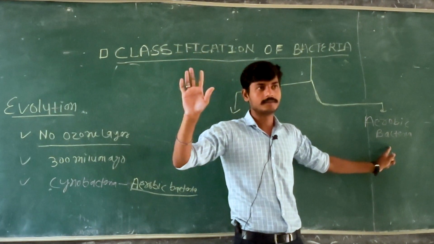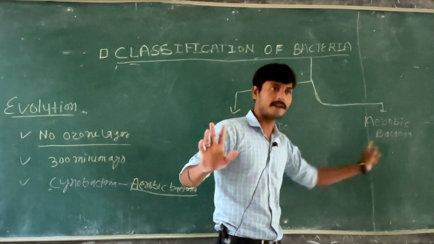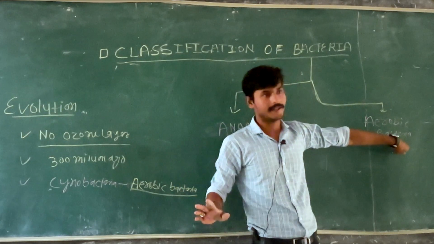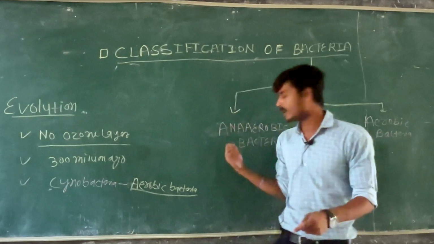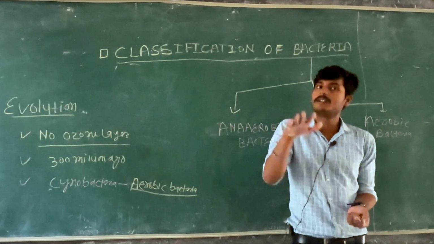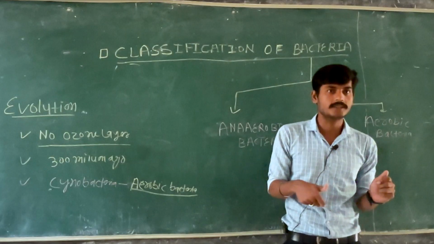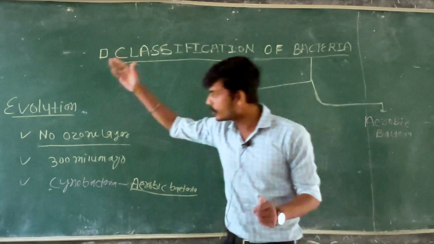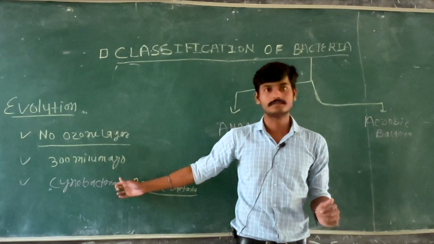Are you getting my point? So energy-wise, who is more efficient? That is the aerobic bacteria. Whereas in the case of anaerobic bacteria, there is less ATP production. No problem. Getting the points? Now, you understood the evolutionary history? Is there any doubt? No?